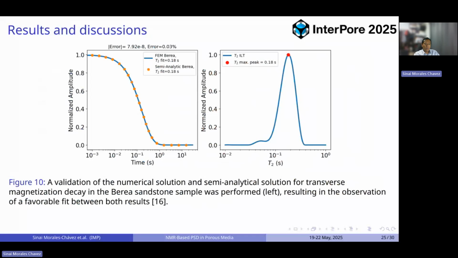On the left, we observe an excellent match between the curves, confirming that our finite element implementation remains accurate even when applied to experimentally measured pore geometries. The result strengthens the validity of our modeling approach and supports its use in realistic pore systems.